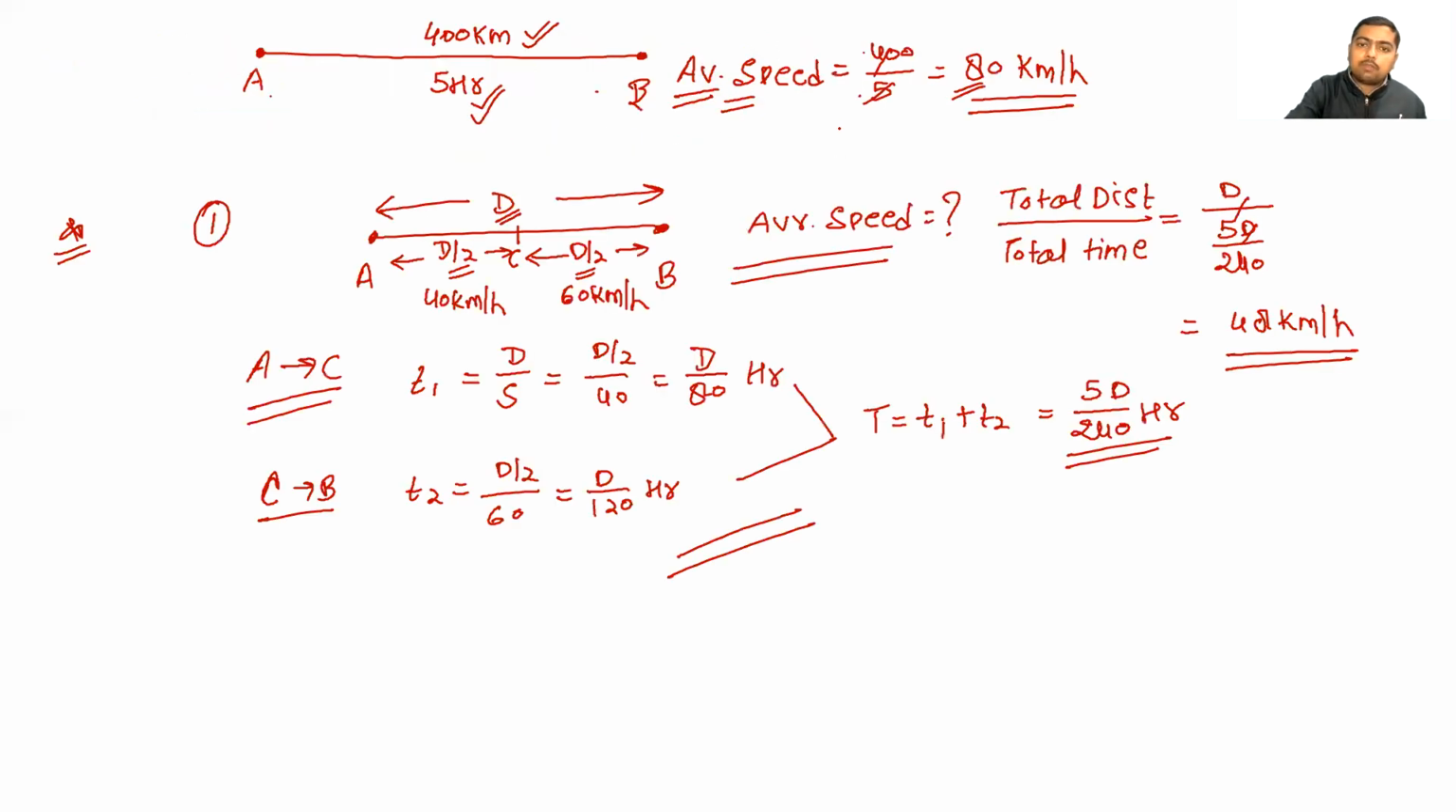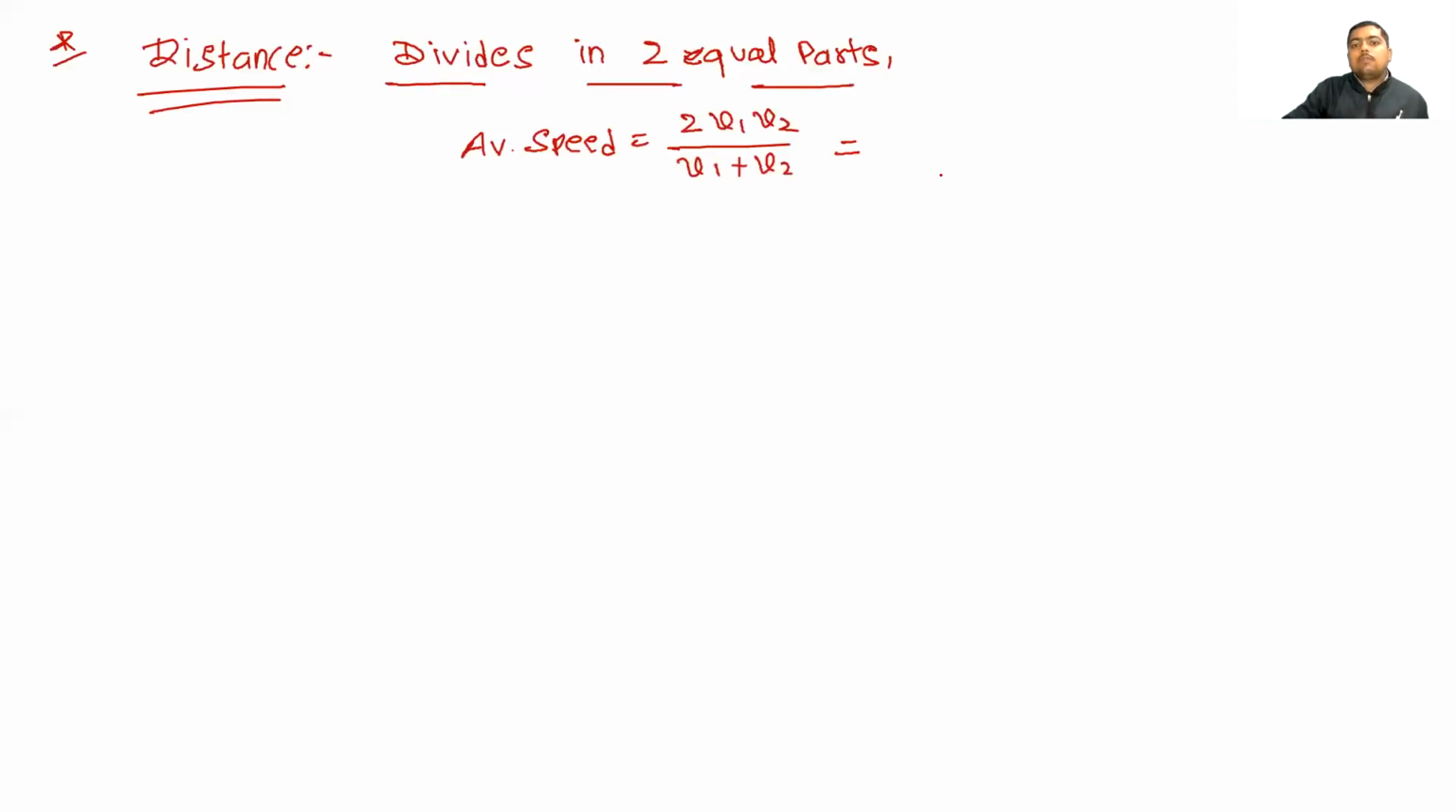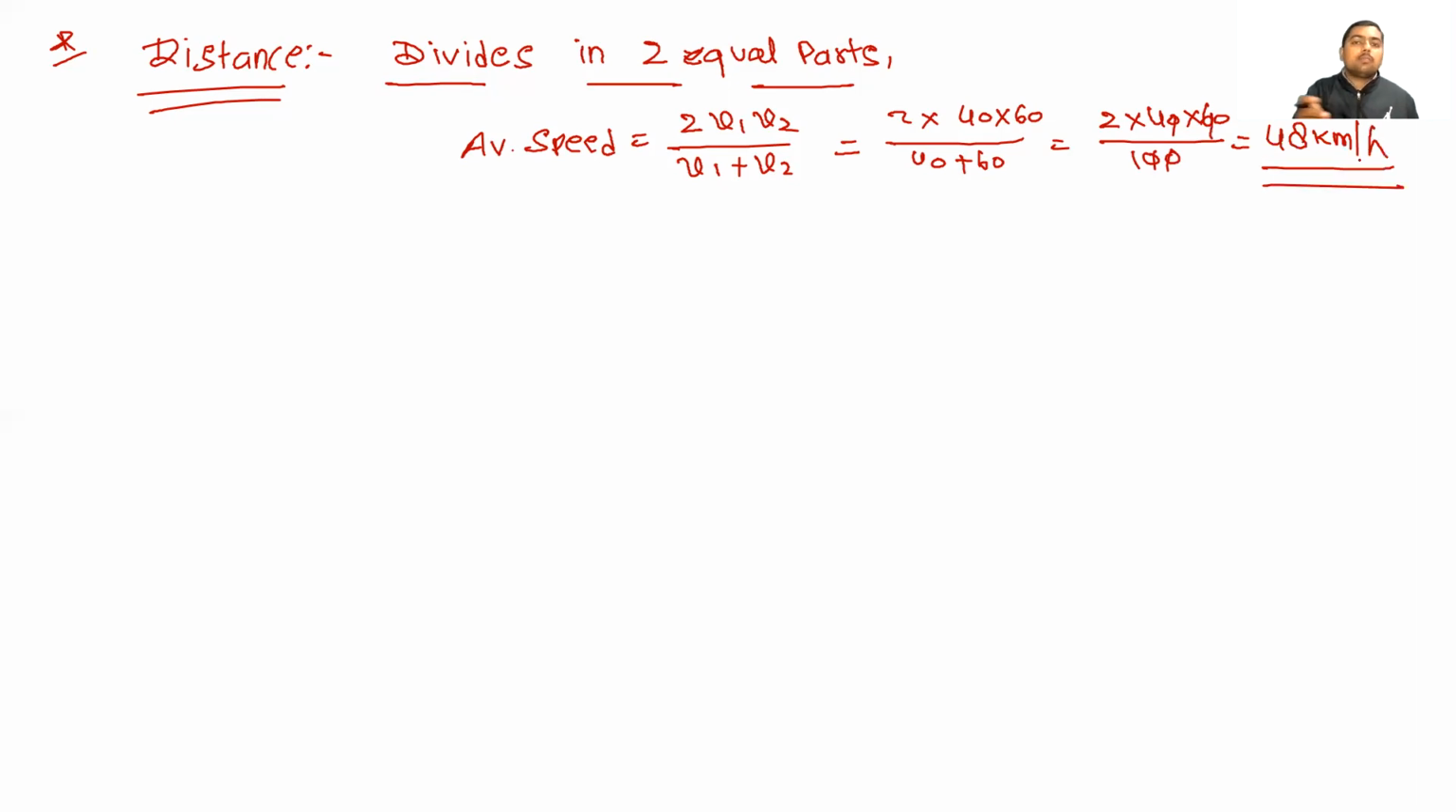Now apply this formula in the previous question. We get v1 and v2: v1 is 40 km per hour and v2 is 60 km per hour. Putting in the values, 2 into 40 into 60 upon 40 plus 60, it becomes 2 into 40 into 60 upon 100. The zeros cancel each other and it becomes 48 km per hour. This is the simplest method to solve this type of problem, but it is applicable only when the distance is divided into two equal parts.